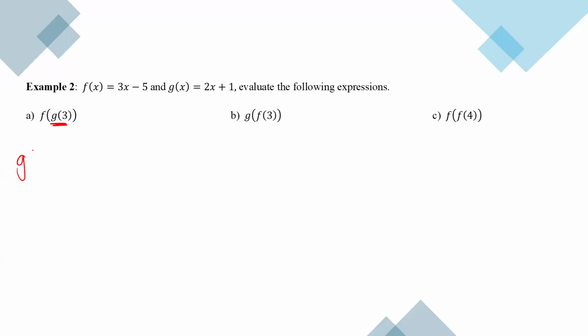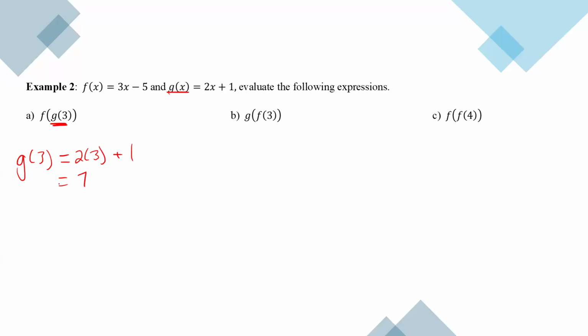So we have g of 3 to evaluate, and that's going to give us 7. Make sense? Do I need to write it out? We're inside g of x, so 2 times 3 plus 1, and that gives us 7.